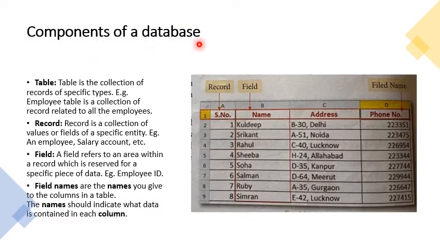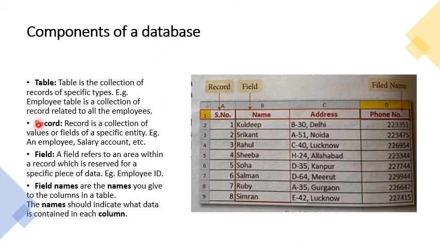Next is the components of a database. Students, this is a table. A table consists of rows and columns. Serial number, name, address, phone number are columns. These 1, 2, 3, 4, 5, 6, 7, 8, 9 are called rows. So in this table we have 9 rows and 4 columns.